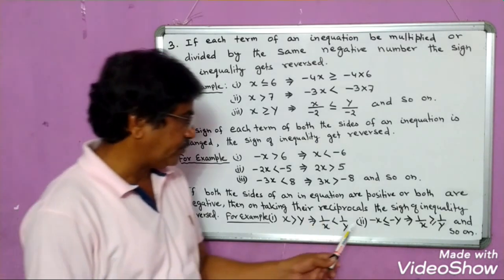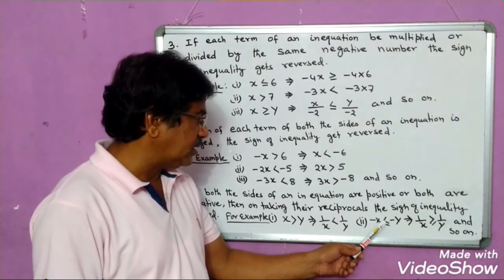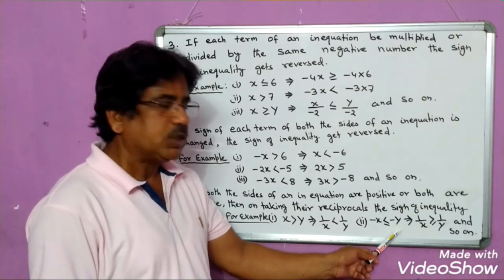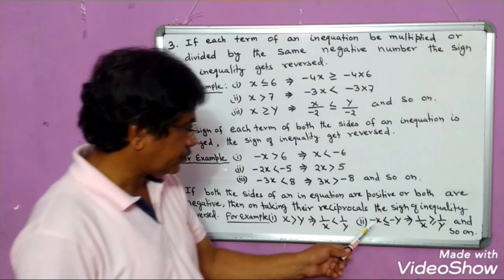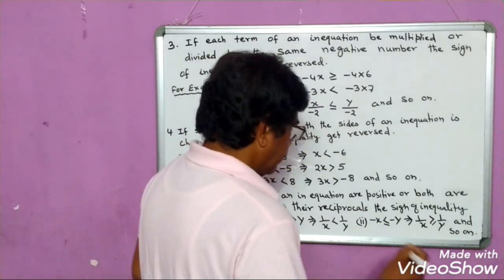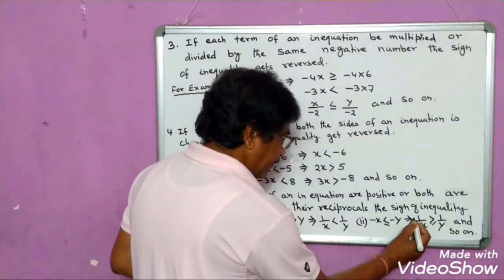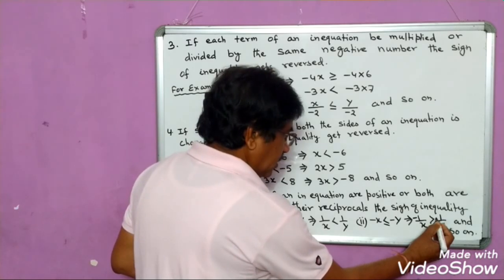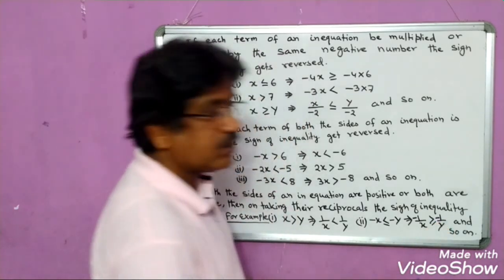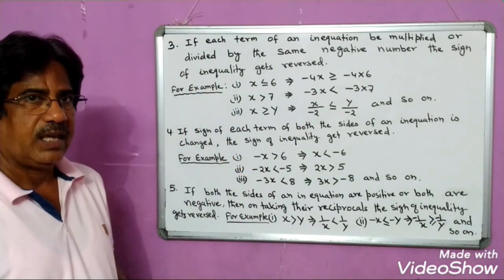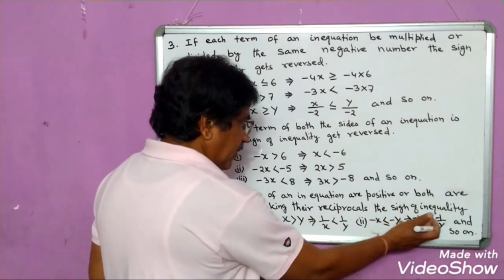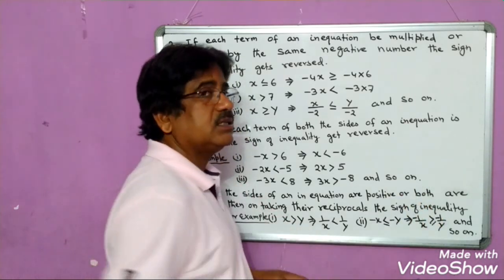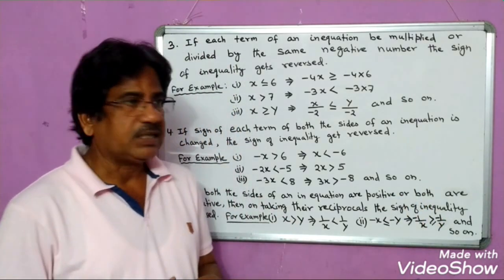Take one more example. Minus x is less than or equal to minus y. So now again I am going to take the reciprocal of both the sides. So minus 1 by x will be greater than minus 1 by y. And if you multiply this minus to both the sides, once again the sign of inequality will get reversed as per the rule number 4.